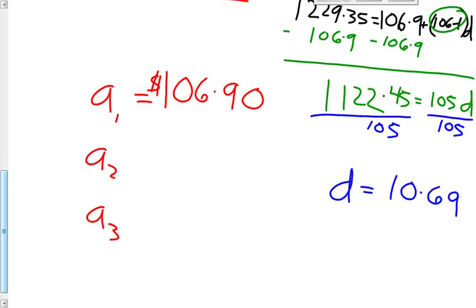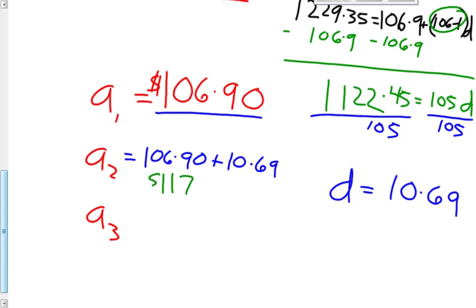We wanted to find for the first day, if they're giving away $106.90, each and every day, they're going to give away $10.69 more than the day previous to it. So if I want to find a sub 2, all I got to do is take 106.9 and add the common difference, which is 10.69. And what number do I get? The second day, they're giving away $117.59. So this is one of my answers. This is the value they're giving away the second day.